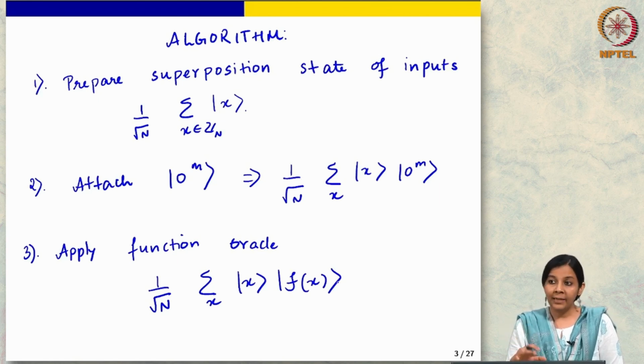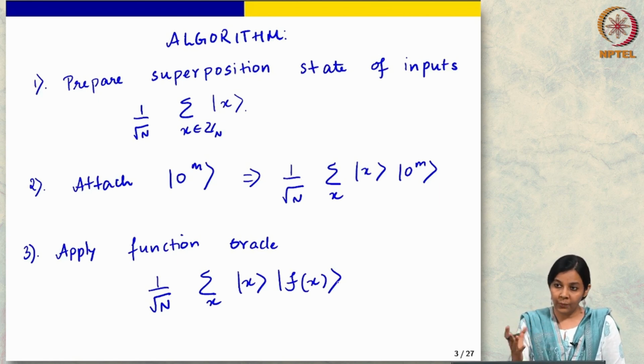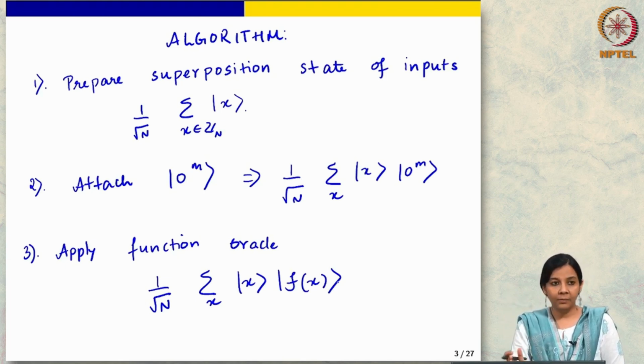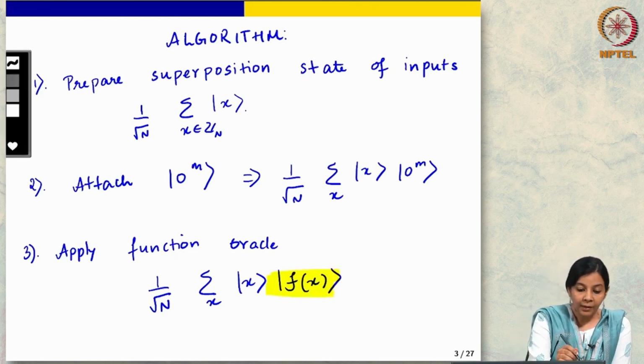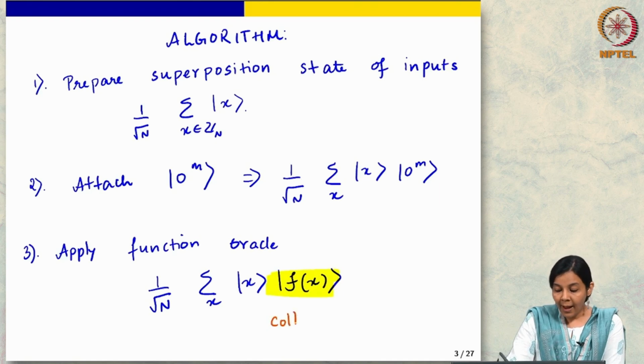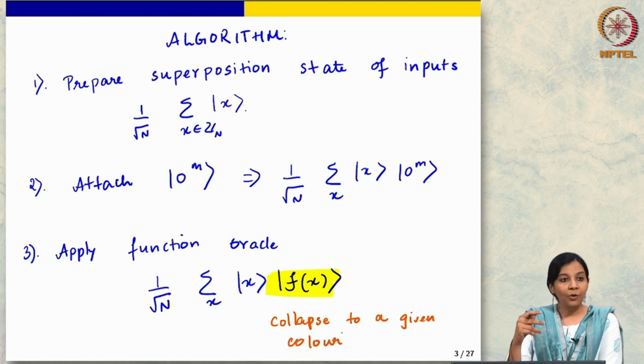So, normally when we apply the function oracle, we could apply it in two different ways, either this way or using the phase kickback, where the value of f of x is encoded in the exponent of -1. Here this is going to be what will be useful for us. So, what we discussed yesterday is that at this junction, if I measure my second register, what happens is that you collapse to a given color, right. So, now you have measured f of x.